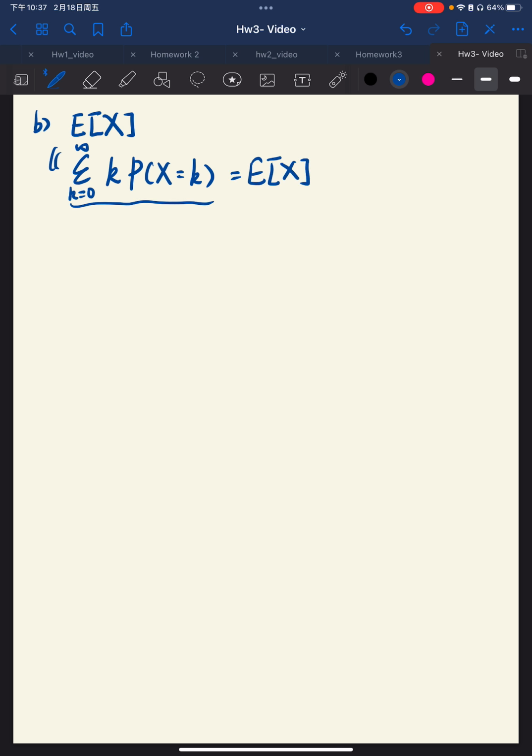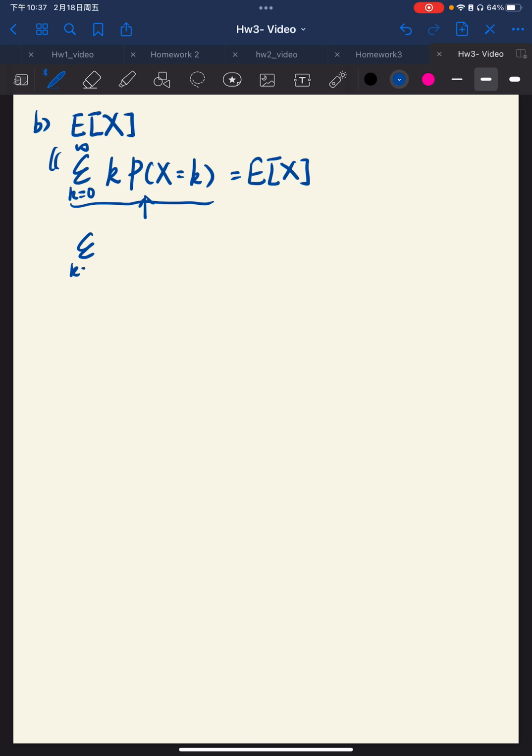Okay, for the second question, we are finding the expected value of X. So we know that it is equal to the summation over the range of k of k times P(X = k), which is the expected value of X. So now our goal is to find the result of this summation.